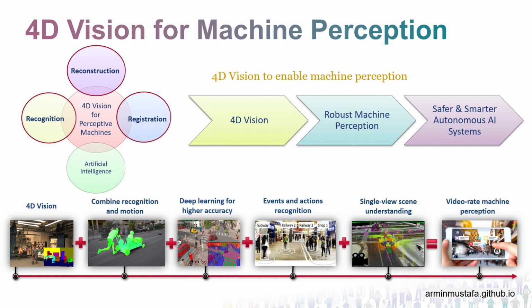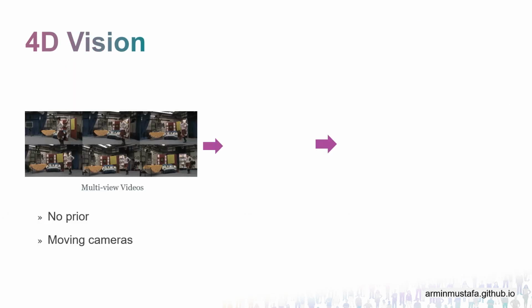But after the advent of AI, we have done everything from a single view, and the final aim is to get video rate machine perception. So the idea is that you input a video, and in the end you have the 3D and 4D models of the objects in the scene, you have the full segmentation, and you also know what events and actions are happening in those videos, along with textual descriptions. So you're getting full machine perception from that input video. And that can be used to create safer and smarter autonomous AI systems.